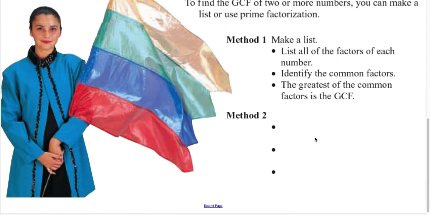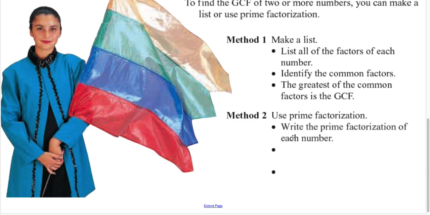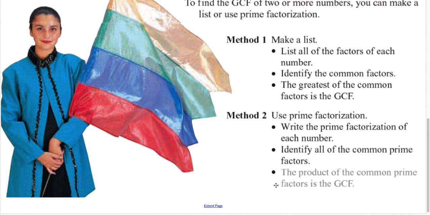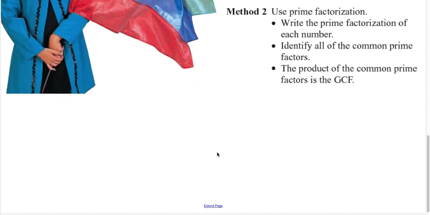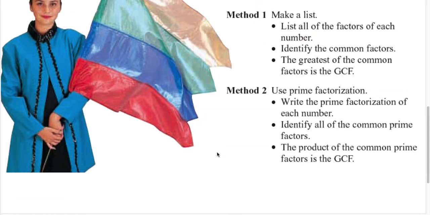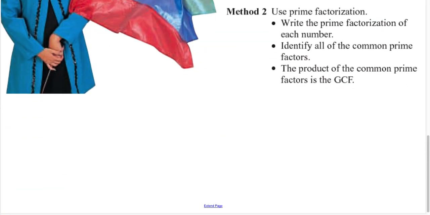Okay, the next method, which is the one that we would be using a lot, is using prime factorization to find the GCF. Let's look at this method. Write the prime factorization of each number. Identify all of the common prime factors, and the product of the common prime factors is the GCF. Okay, how do we do this? Let's take a look at the example that we just had, 27 and 45. So I'm going to write 27 right here, and 45.